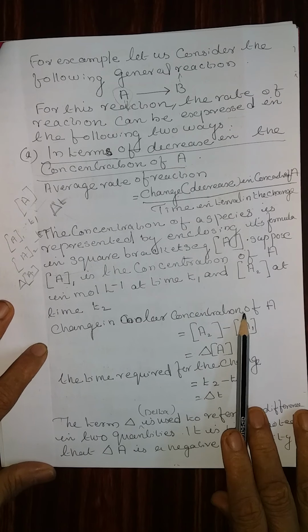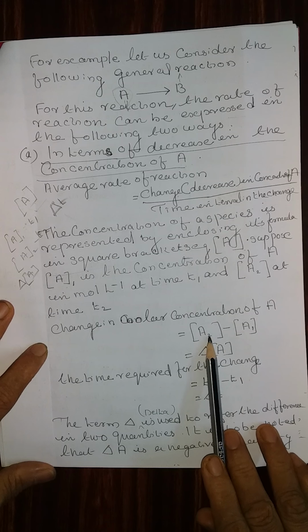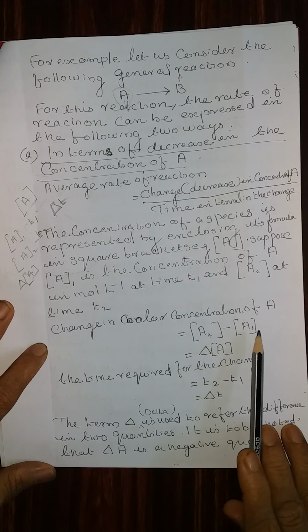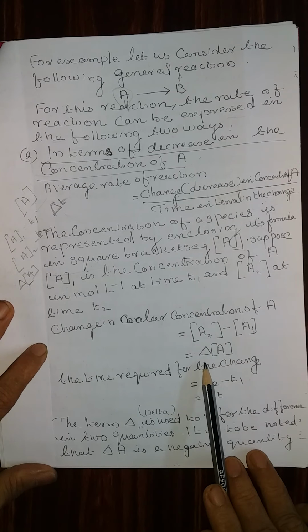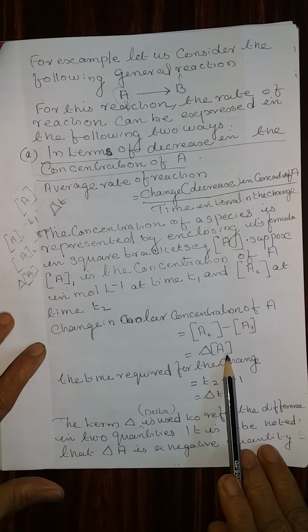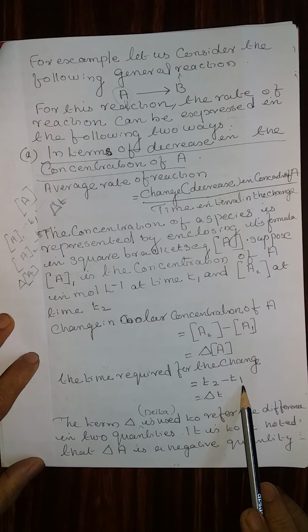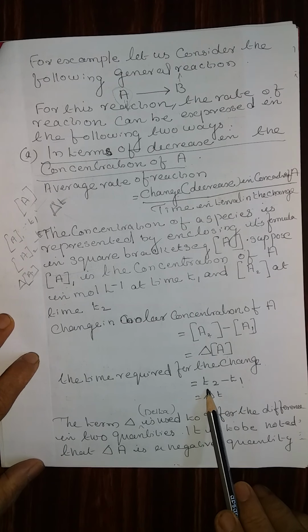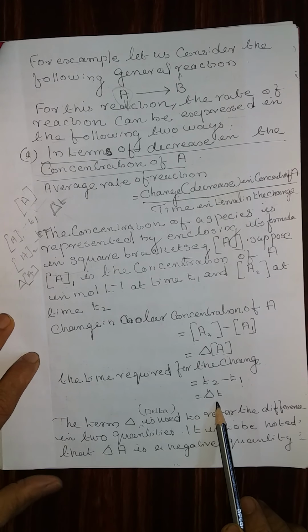Change in the molar concentration of A: A2 is the final state and A1 is the initial state. The difference is known as delta concentration of A. The time required for the change: if T1 is the initial time and T2 is the final time, T2 minus T1 is equal to delta T.